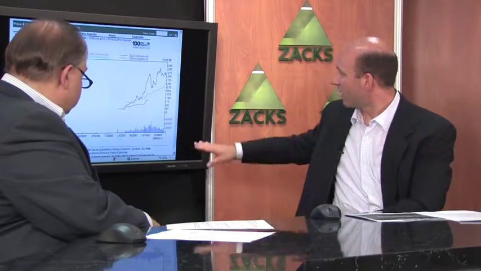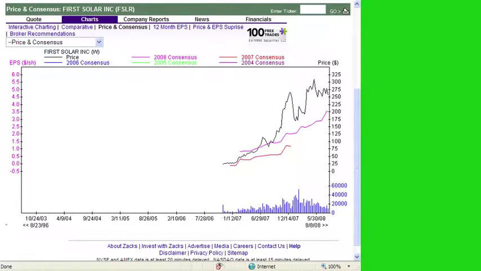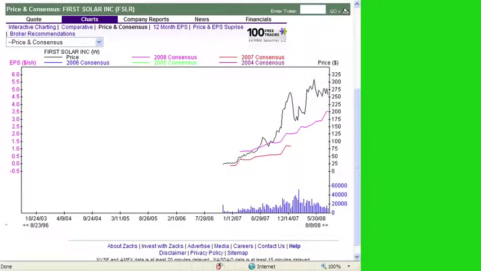relate to each other. So here you see, since this stock first IPO'd back in late 2006, how earnings estimates have been on the rise almost the entire time. And look at the stock price. Sure, there were big dips. You see a big sell-off, but hey, look at the run that it made.